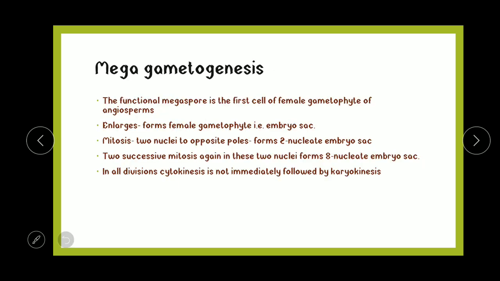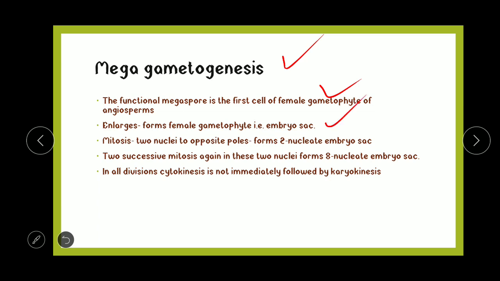Then, depending upon which megaspore becomes functional, there are a variety of female gametophyte developments, but these things are beyond the scope of discussion at present. Now, megagametogenesis. After the megaspore is formed, the whole process that leads to formation of the mature female gametophyte is called megagametogenesis. That is, the functional megaspore is the first cell of the female gametophyte. Because this is haploid, this is the female gametophyte. Then it enlarges to form the female gametophyte, that is the embryo sac.